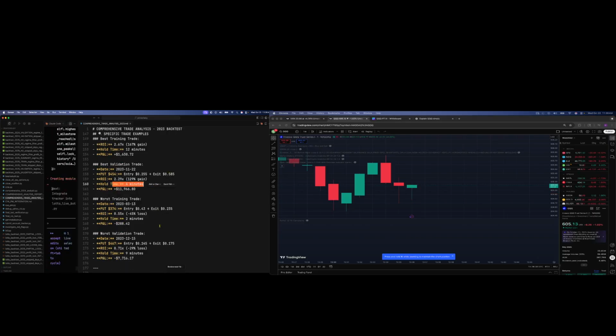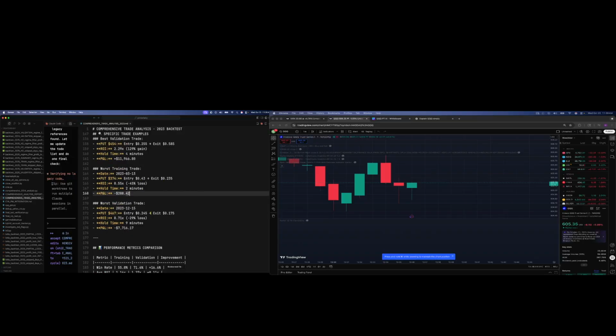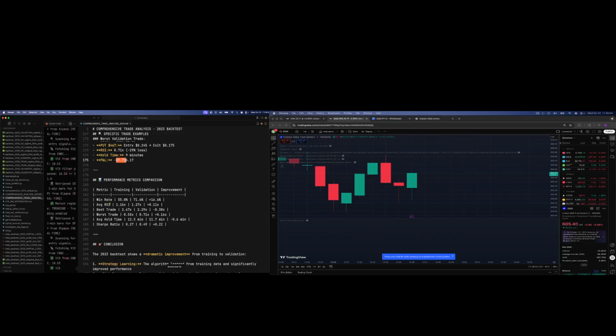Worst trade, entered at 43. We exited at 23. Lost half the money in 2 minutes. This is how it could turn against you. Worst trade in validation: again, we have more money, so we're going to lose more. We bought at 24, got out at 17. We lost 17 grand.